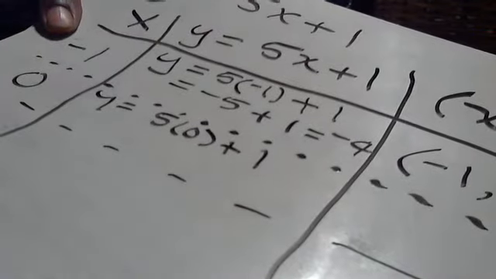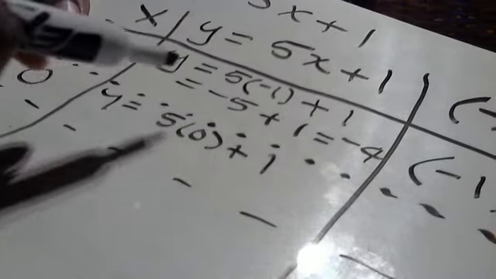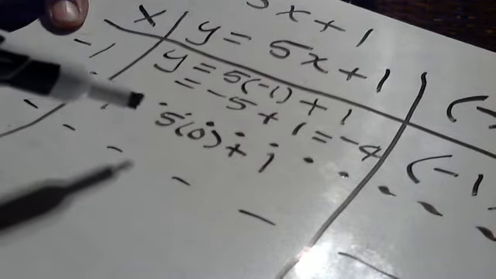So up next, we have x being 0. What I will do is substitute 0 in here. So we'll have y is equal to 5 times 0 plus 1. Okay, so that's what happens when we have x being 0. We substitute it into our equation, and we'll have y is equal to 5 times 0 plus 1. 5 times 0 being 0. Add 1 to it, 0 plus 1. We get a y value of 1.